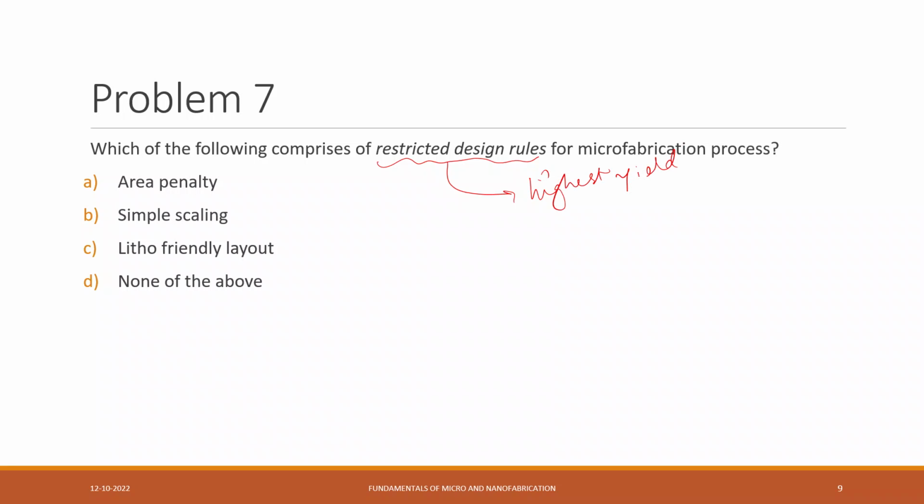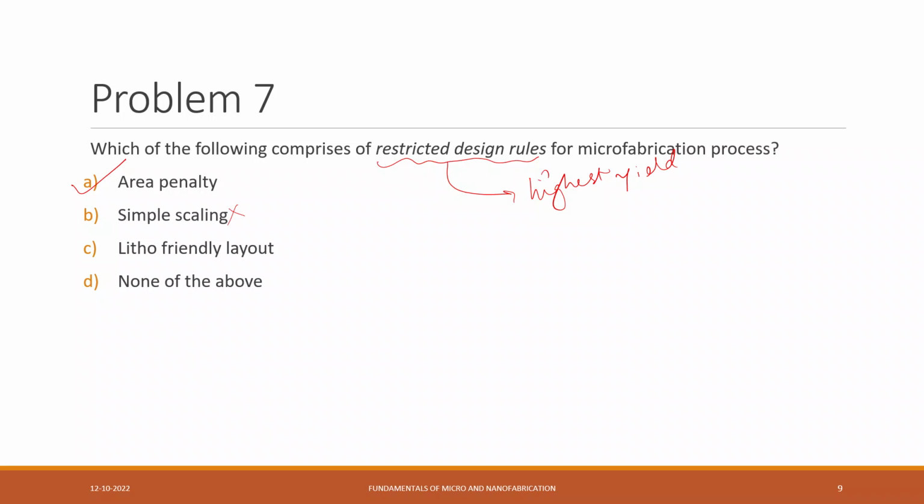So here the first option is area penalty. The area penalty is a correct one, because area is something that is very limited here, and you have to be very particular with the area you are using, because the more area you use, the more you lose yield. Simple scaling: with restricted design rules, complex scaling rules come up because we have to adjust the design such that it involves very little area, so simple scaling will not be correct.